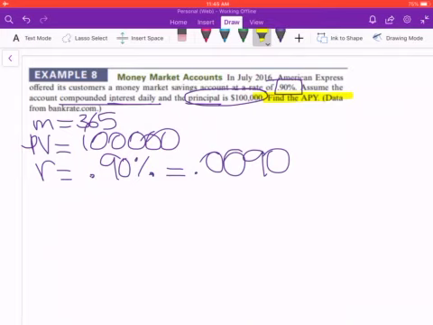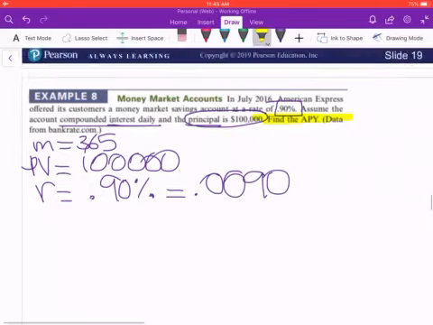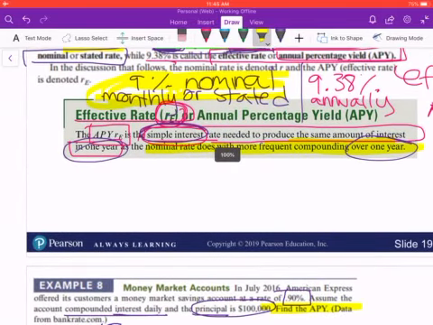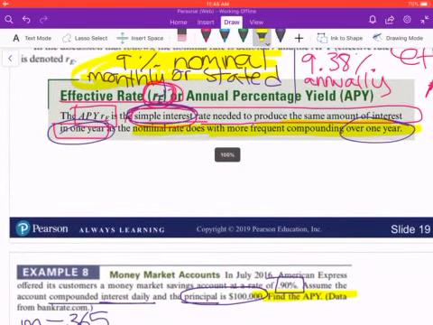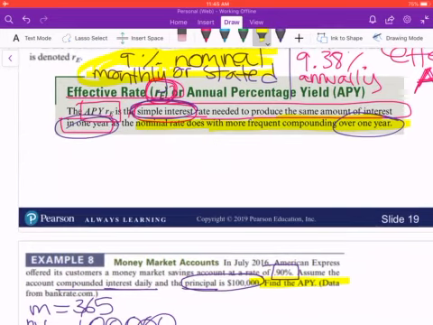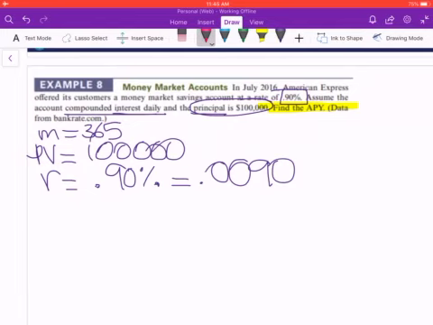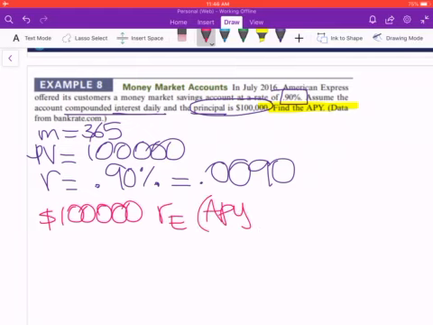So what we're going to do is compare two things. We're going to compare the effective rate. So what I have here, 100,000, the effective rate, or the APY. So here we're talking about simple interest.